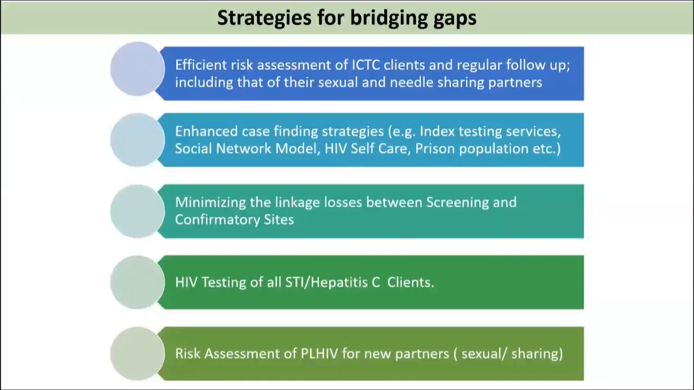These are the well-known strategies for improving our case finding and minimizing the linkage loss between the screening and confirmation. We have observed that from the community-based screening site or from the FICTC to the standalone ICTC, there is a gap in linkages. That gap needs to be minimized to the bare minimum, and HIV testing needs to be offered to all those who have some STIs or hepatitis C, so that we can identify more if there are any, and sexual or needle sharing partners' risk assessment is to be done.